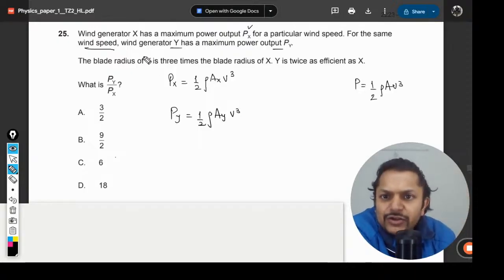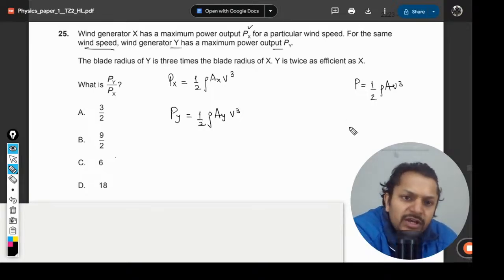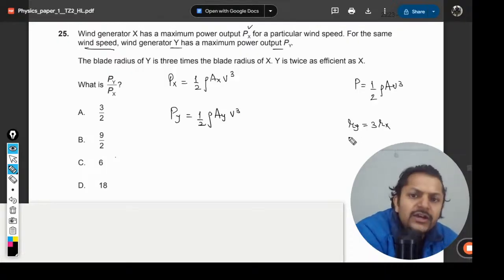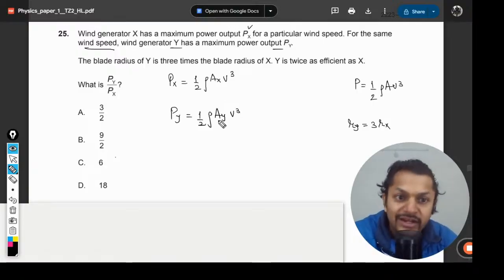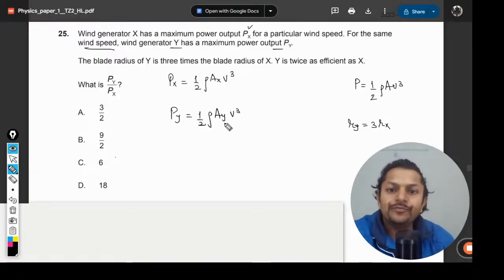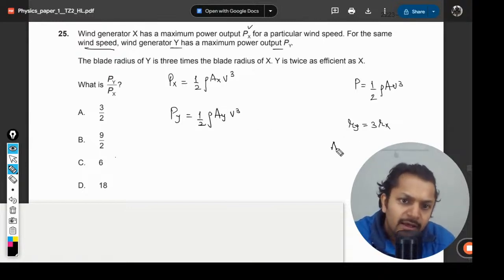The blade radius of Y is 3 times. So the radius of Y is 3 times the radius of X. So clearly the area will be directly proportional to R square. So I can say that this area AY will be 9 times the area of X, that is, 9 times AX.